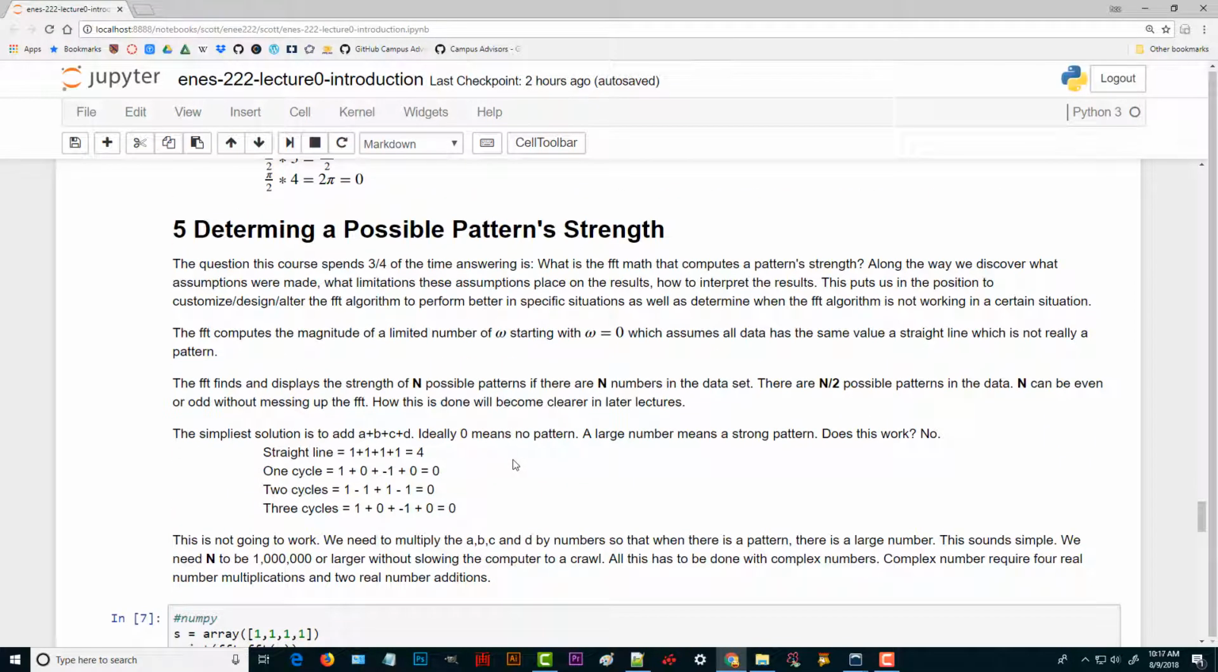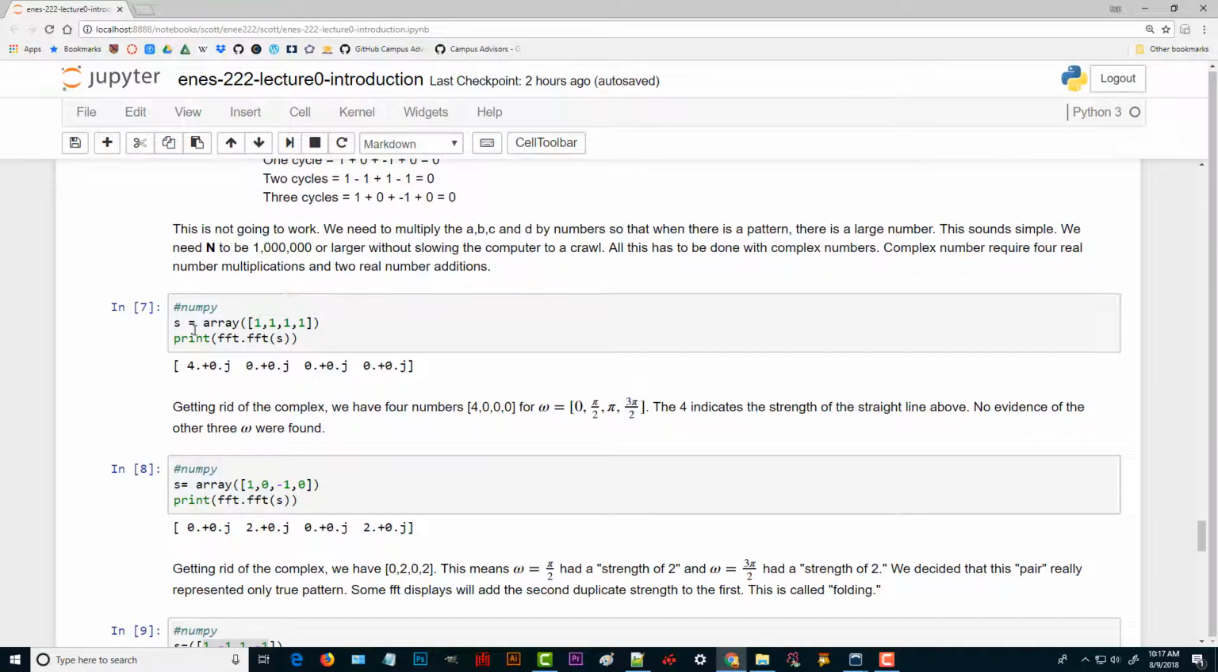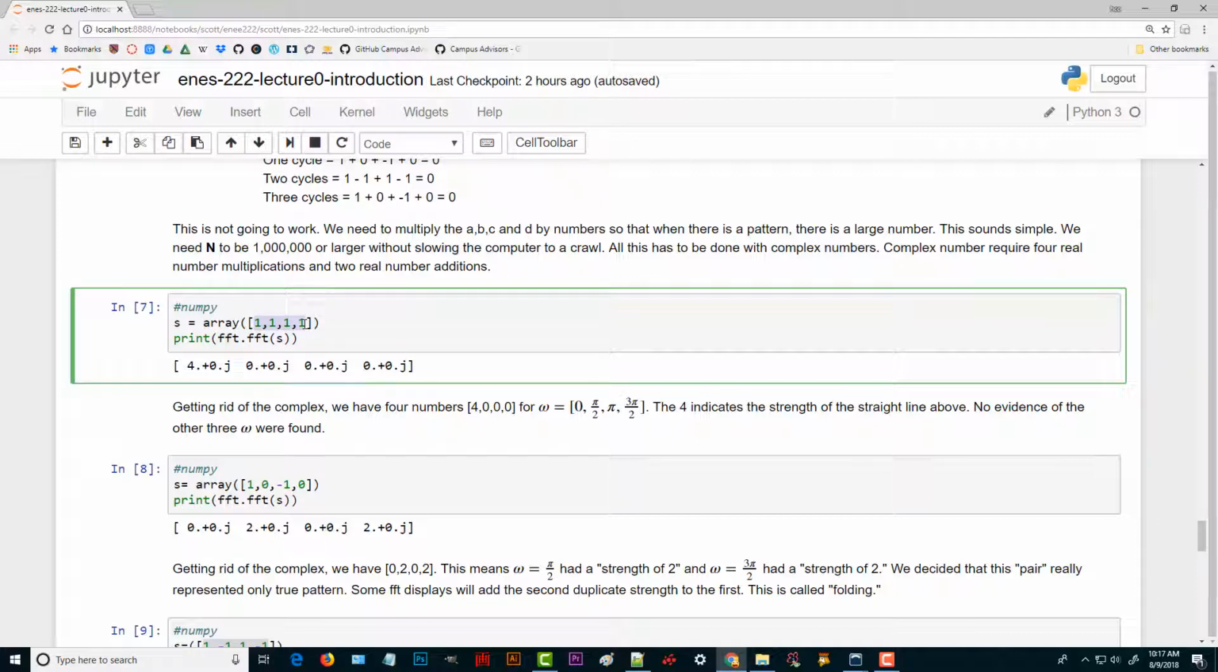The next question we ask is, how do we determine the pattern strength? A straight line is going to have a strength. The one cycle through the data is going to have a strength. Two cycles through the data is going to have a magnitude or strength. Same with three. So reverse engineering, we're going to look at the FFT. And we're going to feed it four ones. That's our data. And it's going to say, yes, that's a straight line. There's nothing for one cycle, nothing for two cycles, and nothing for three cycles.